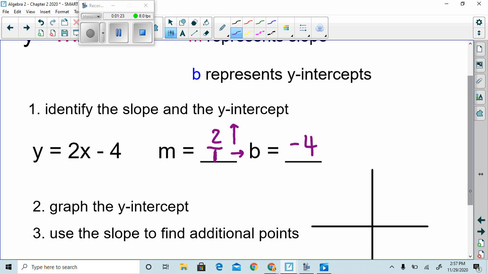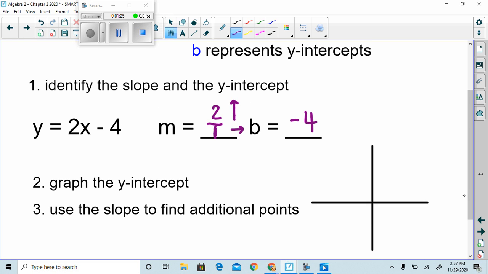So how do I start graphing this? We always graph with the y-intercept first. I've just done a rough sketch here, as you can easily set up in your own notebook as well. I start with my y-intercept, so that's a point on the y-axis. So I'm going to find negative 4 and put my first point there. My slope is a positive 2, which tells me to go up 2, 1, 2, and over 1.